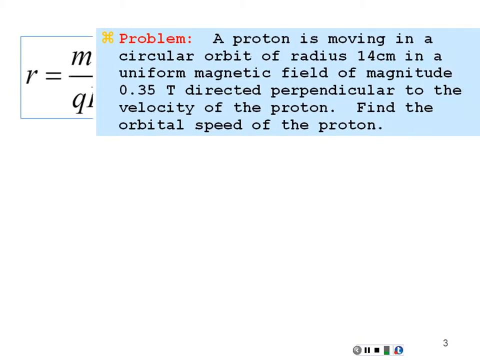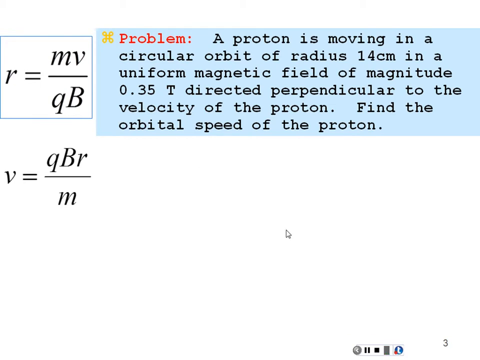Let's try an example. A proton moving in a circular orbit of radius 14 centimeters in a uniform magnetic field of magnitude 0.35 tesla directed perpendicular to the velocity of the proton. Find the orbital speed of the proton. Well, let's rearrange this equation and find the velocity. It's going to equal qBr over m.